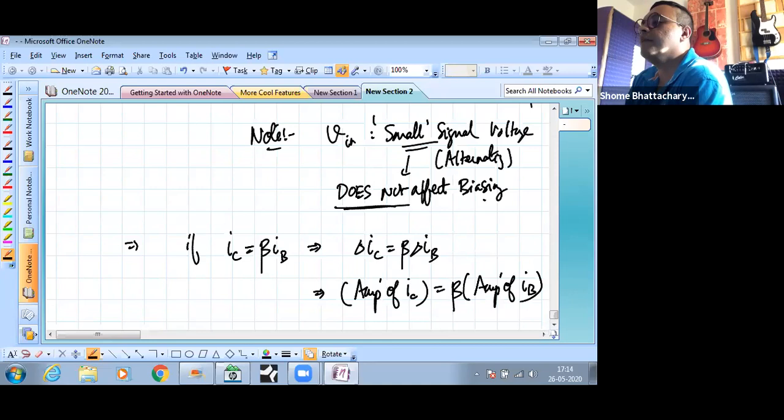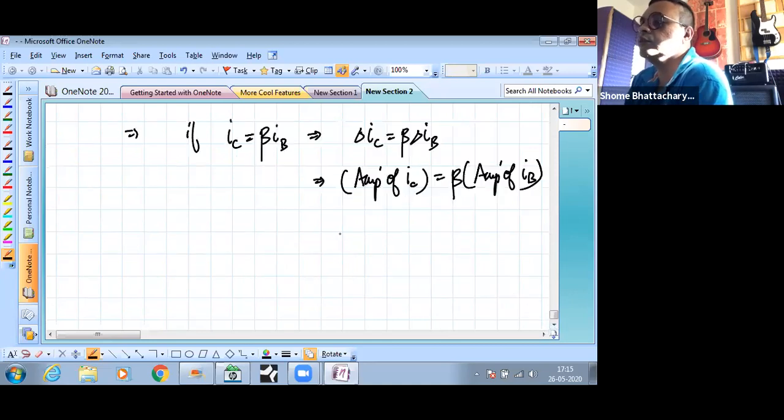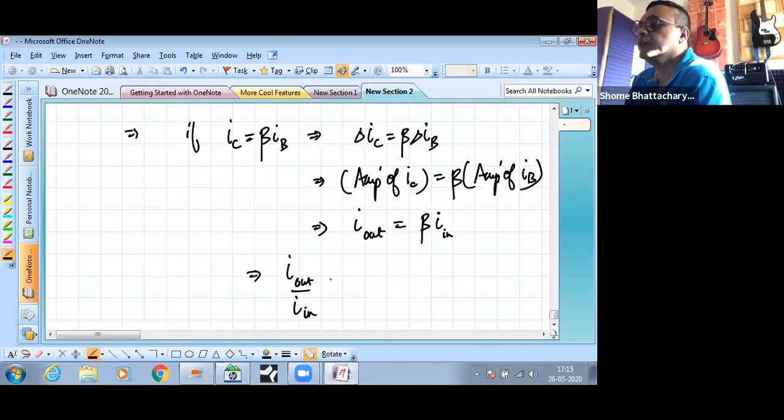Now if you go back, the amplitude of that IC was nothing but the amplitude of the current going through the load resistor. So it was nothing but what we defined as I output. It is the amplitude of the output current. And similarly, the amplitude of IB was nothing but the amplitude of current that is drawn from the input voltage source. So it was nothing but I input. So that means my I output divided by I input, that is the ratio of amplitude of output to input current, or the ratio of the amplitude of the current through the load divided by the current through the input source, is nothing but beta, and that is why beta is called the current gain.